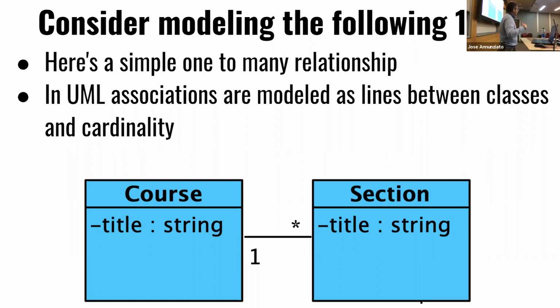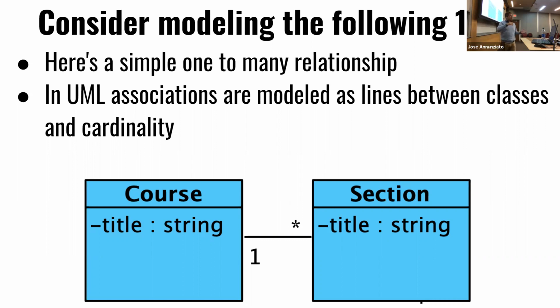Now, typically if you're implementing this in Java, you would have a course that has an array of sections. That's how you would implement this in Java, and it would be the course that has references to the children, the whole has many parts. Yes, you have the array here that has many instances of sections. That's how you would implement it.